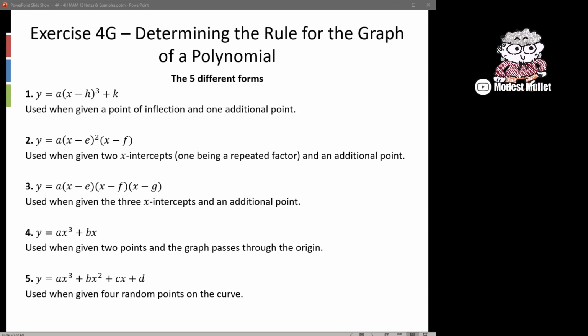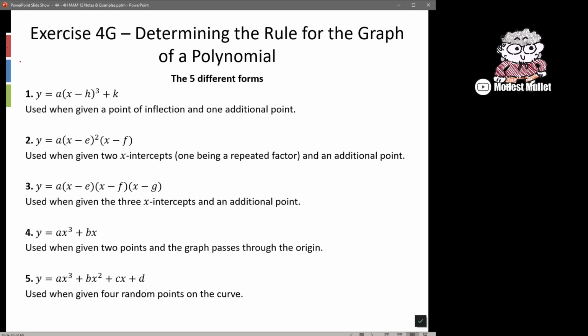This is just an extension of when we were finding the equations or finding the rule of a quadratic. The same principles apply. We have various forms of the equation. We just need to be smart about which one we pick so that when we're substituting in points or given information, we can generate our equation nice and quick. So the 5 different forms that we will generally come across for a polynomial, especially cubic, are as follows.